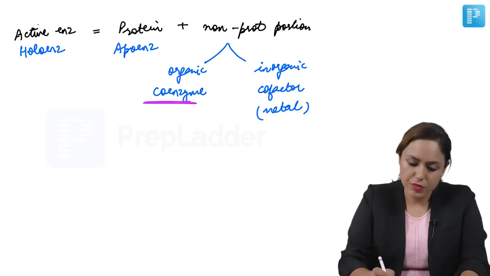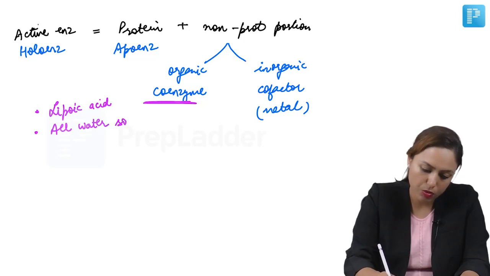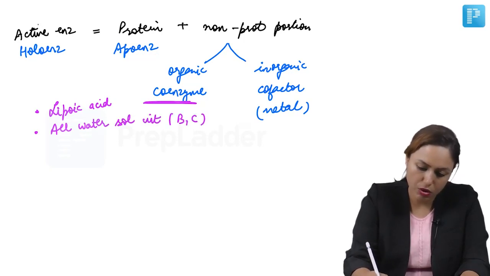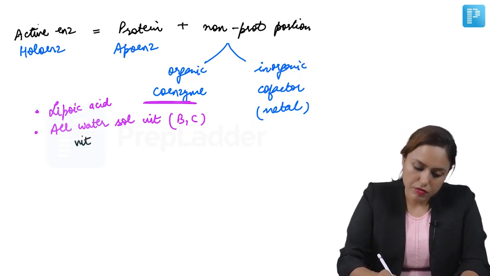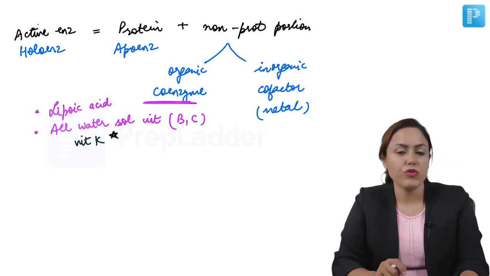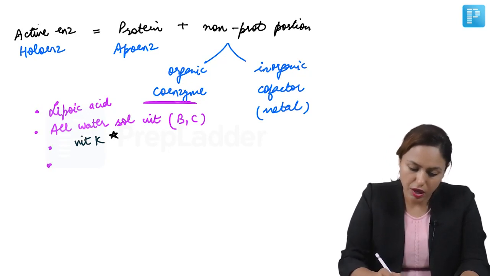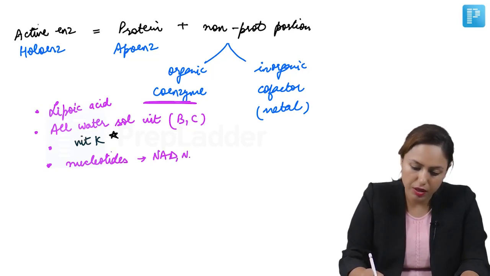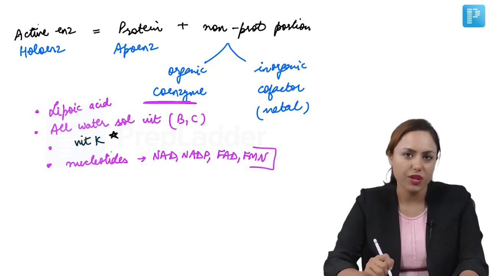Let's write the examples of coenzymes. One is lipoic acid, which is a coenzyme. Then all water soluble vitamins, that is B complex and C. All water soluble vitamins are coenzymes. Then vitamin K is a fat soluble vitamin which acts as a coenzyme. And then we have nucleotides which act as coenzymes. They are NAD, NADP, FAD, FMN. These are nucleotides which act as coenzymes, right?